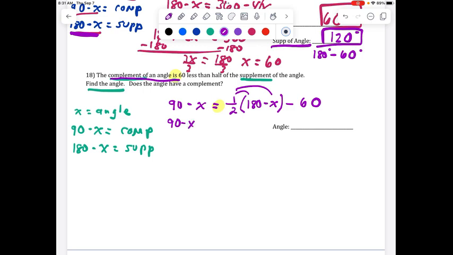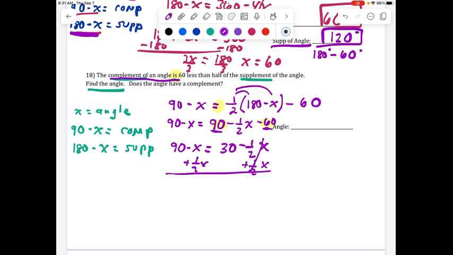Over here I would distribute. I'd have 90 minus x equals half of 180, or 180 divided by 2, is 90. Half times x is negative 1/2 x, and then I have my minus 60. If I combine like terms, I get 90 minus x on this side equals 90 minus 60, which is 30, minus 1/2 x. You can do this in any order, but let's say I want to add the 1/2 x to this x. There's really a 1 here, so that would be 90, and then negative 1 plus 1/2 is negative 1/2, or negative 0.5.